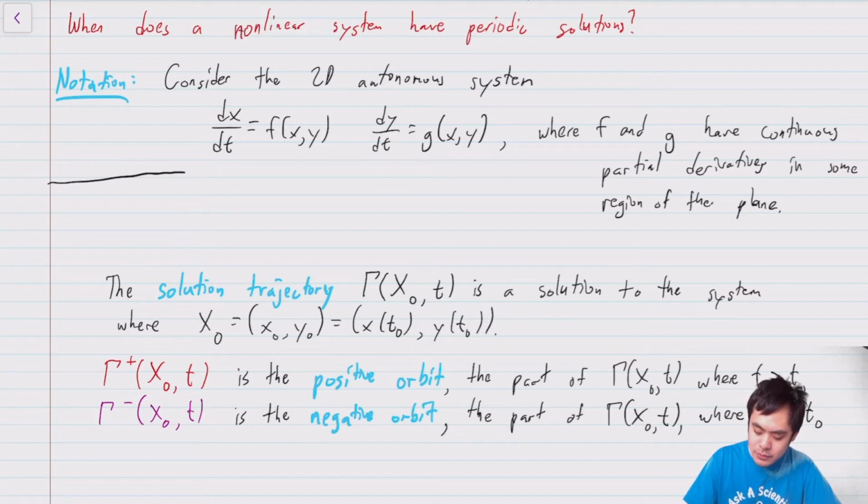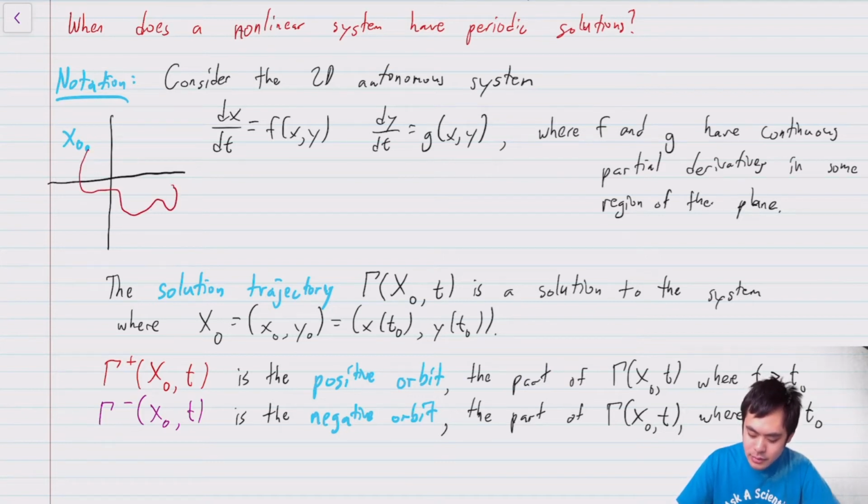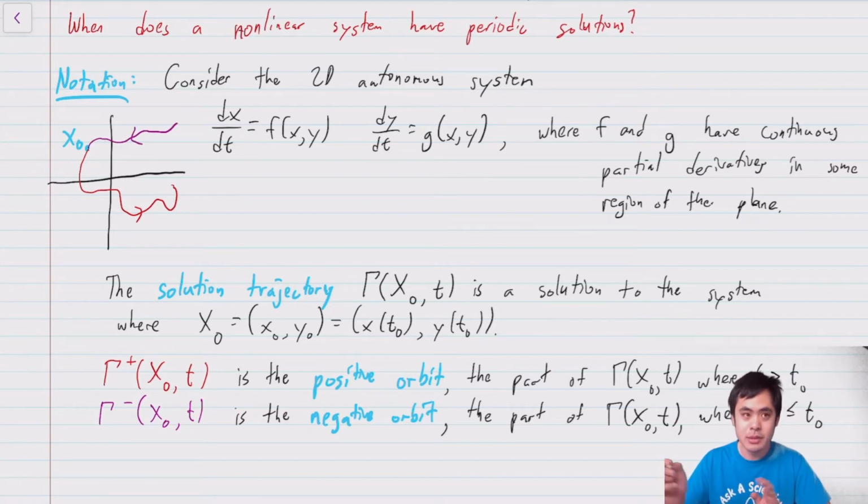So if you draw out some solution trajectories, you have some starting point, let's call this x naught, and the positive orbit is just where this thing goes as time goes to infinity. So this is the positive orbit. And you have some negative orbit, which is basically going backwards in time. So the arrow still points forwards because this is the negative orbit. And the positive orbit is where things are going forward in time.